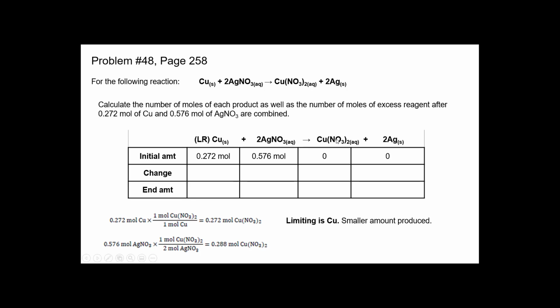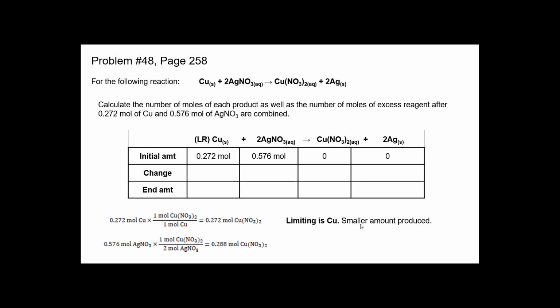And it's a 1 here and a 1 here, so that's usually right. Now, the second one: we have 0.576 moles of silver nitrate. You have to pick the same product, and this has 2 moles of silver nitrate. So this gives us an amount of 0.288 moles of copper 2 nitrate. This being the smaller amount, copper is the limiting reactant.